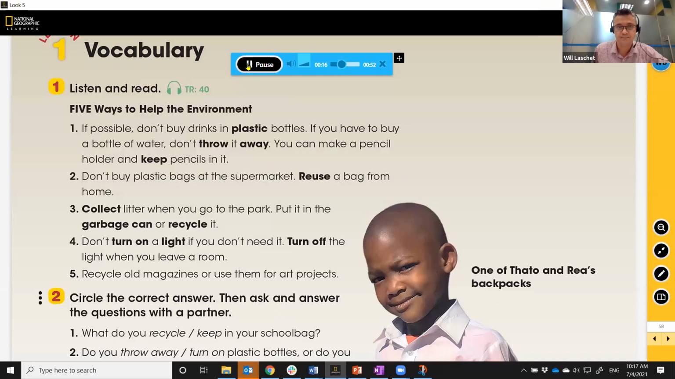Number 2. Don't buy plastic bags at the supermarket. Reuse a bag from home.